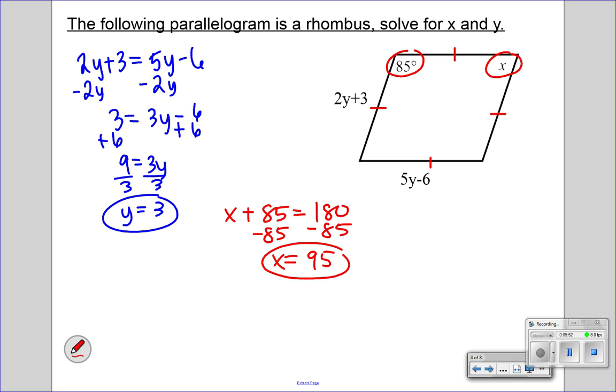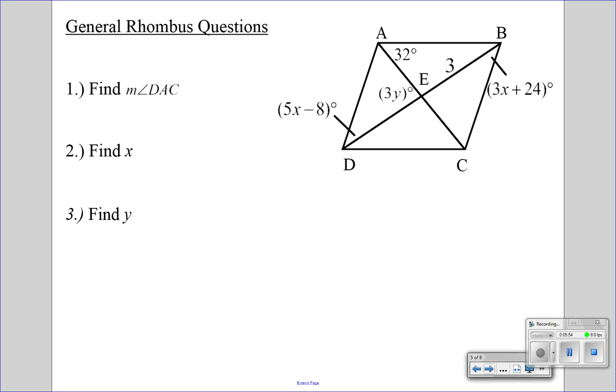Let's look at another example. This one, we have another rhombus, so we can be looking at the rhombus properties and the parallelogram properties. Number 1 says find the measure of angle DAC.